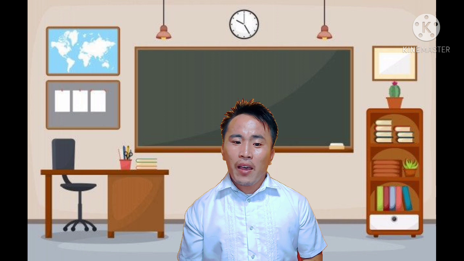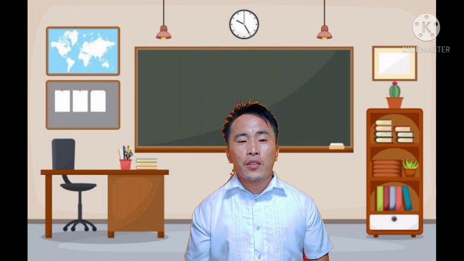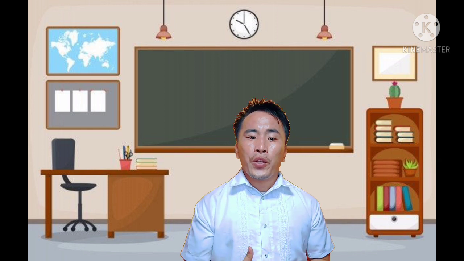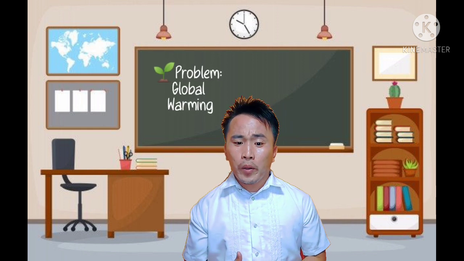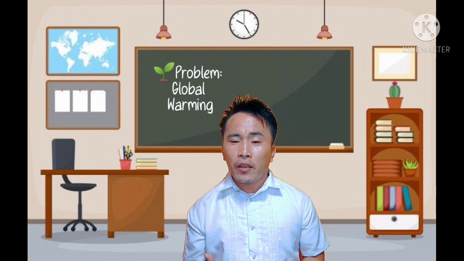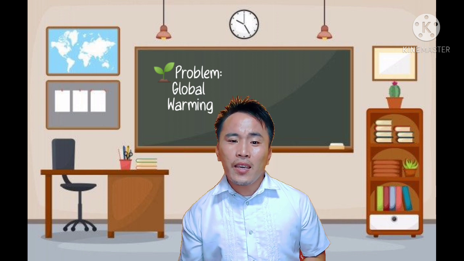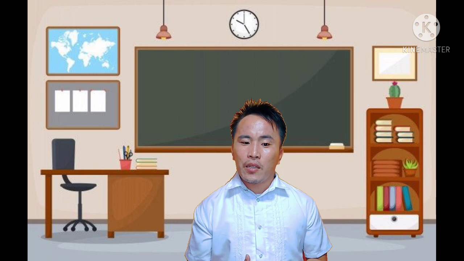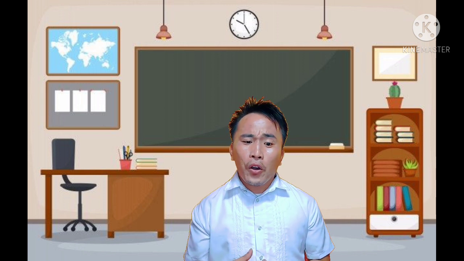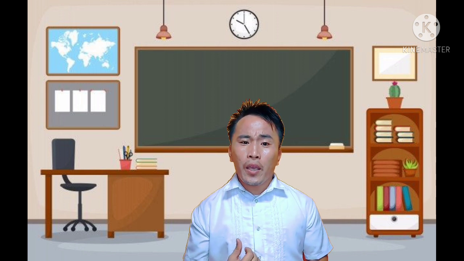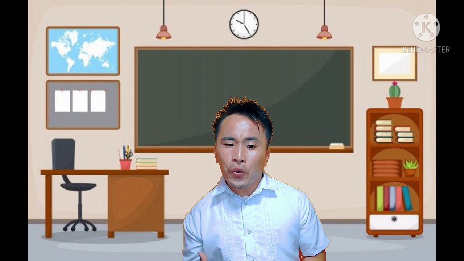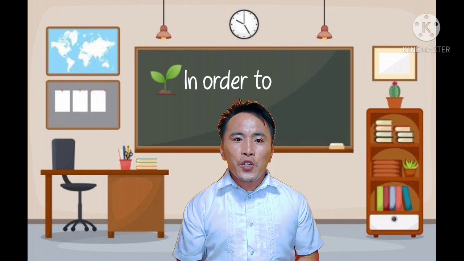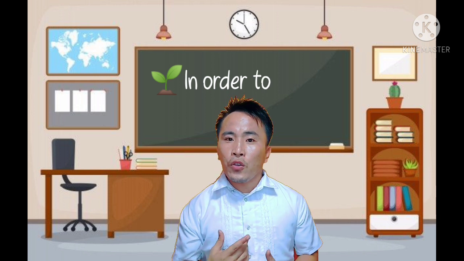Grade 6, can you tell me the problem as well as the solution? Anybody? Very good. The problem is global warming. So how about the solution? Anybody from the class? Exactly. The solution is by planting trees. And now, how about the transitional word being used? Very good. We have in order to. That is the transitional word being used.